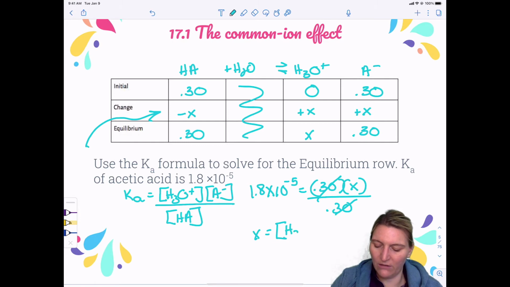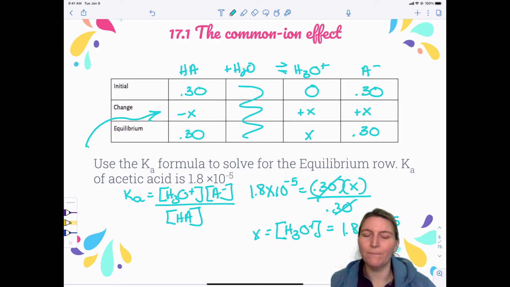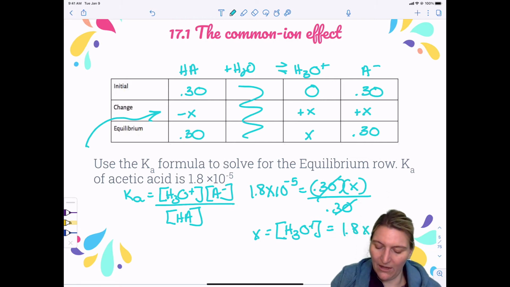It's equal to the concentration of the H3O+, in this case, 1.8 times 10 to the negative 5. And we talked about this a little bit last chapter. How can I estimate what the pH will be? The pH is always going to be one number less than the exponent, so the pH is going to be 4 point something. And we plug that into our calculator, and it's 4.74.